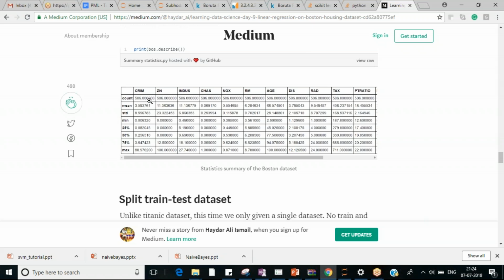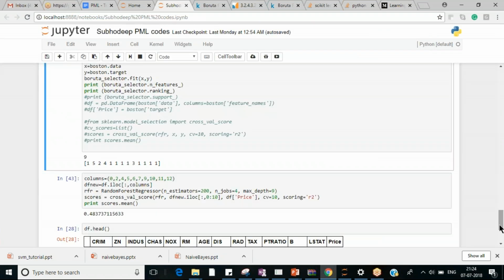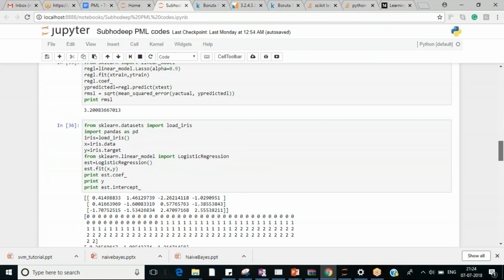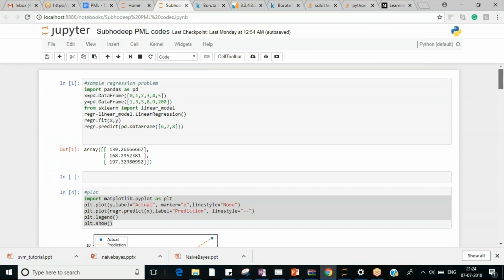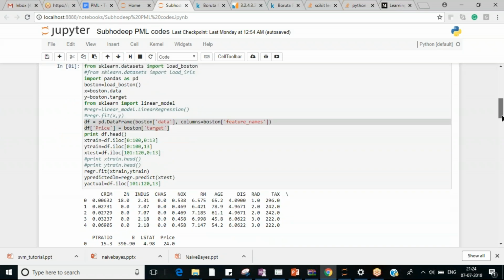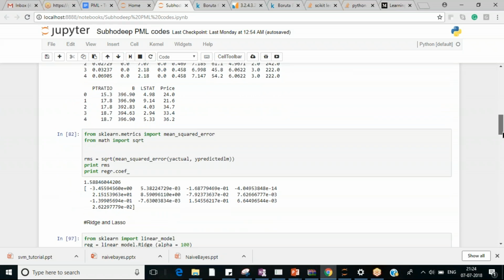You have seen random forest. Does anyone remember what accuracy we were getting in linear regression? Let me see if I have that. I think it was 0.28. 0.28, is it?